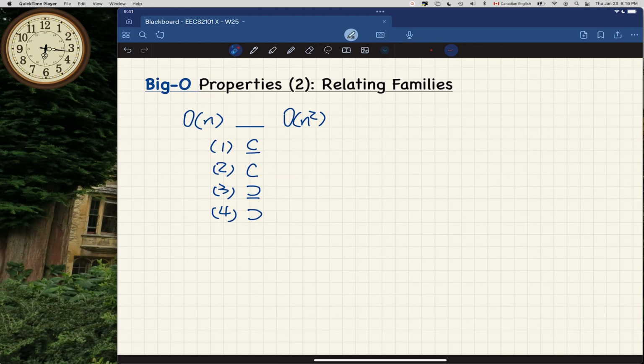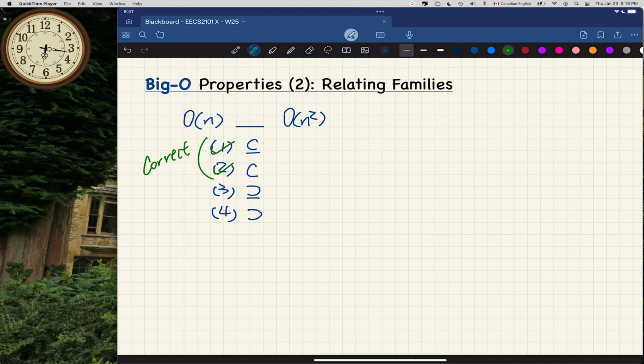I heard 1 and 2. Do you guys agree? 1 and 2? Good, you guys are great. Both 1 and 2 are correct. I agree. Both are correct. However, which one is more accurate?